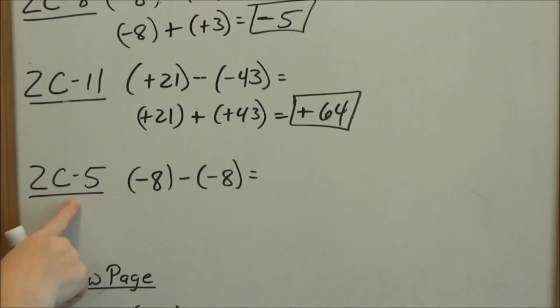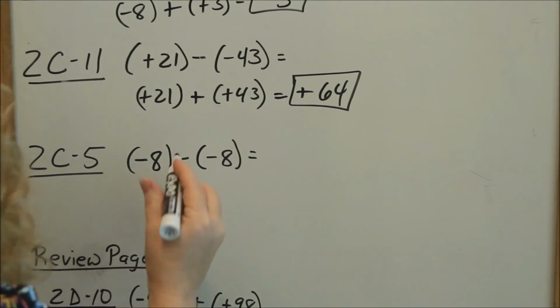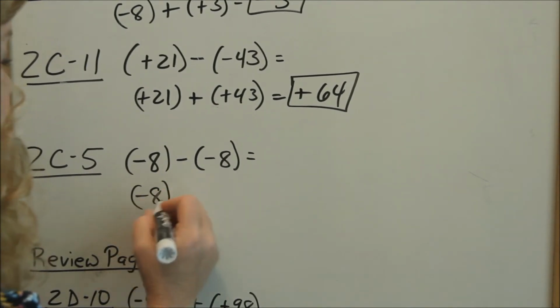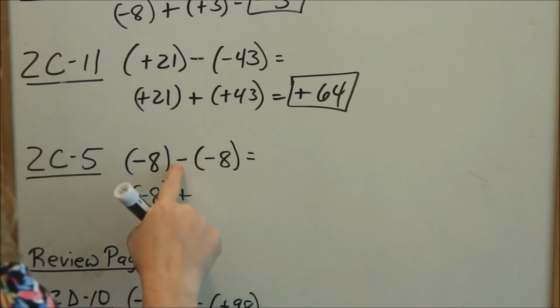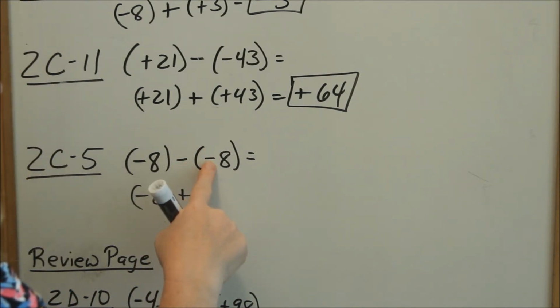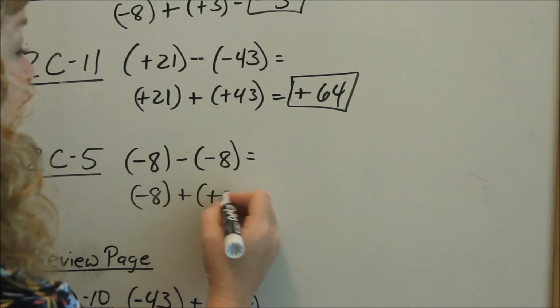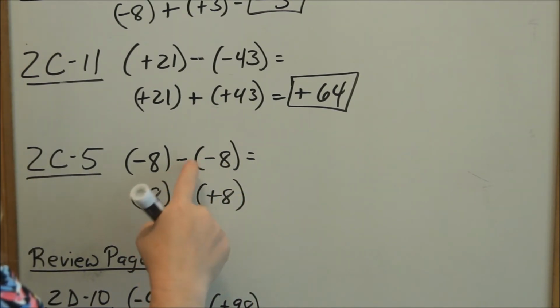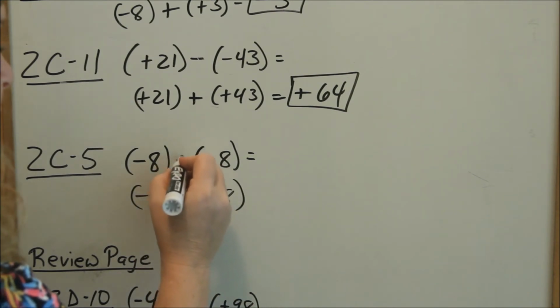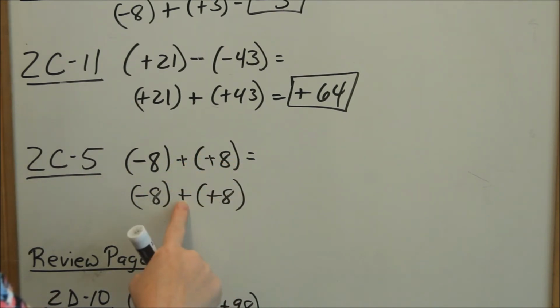Look at 2C number 5. Okay, again, we're not changing the first number. Subtraction, we want to make it a positive. We want to make it a plus sign. And then you change this sign to be the opposite sign. And again, anytime you see negative, negative, only in math do 2 wrongs make a right. Negative, negative, both become a positive.